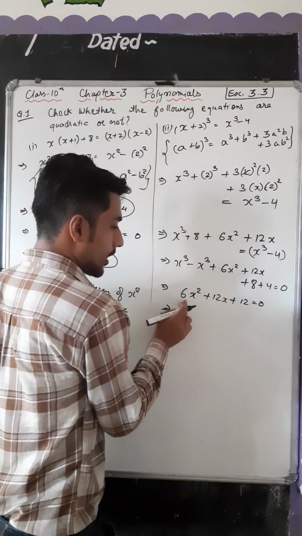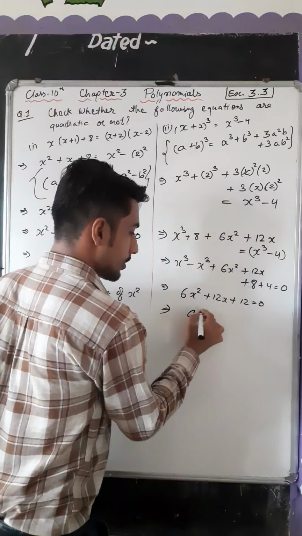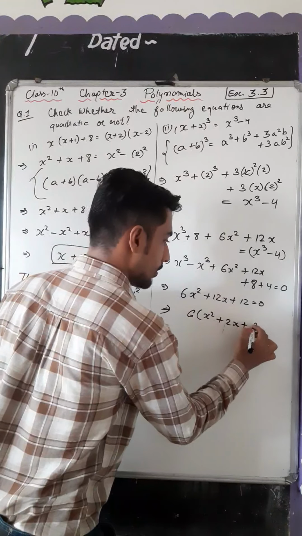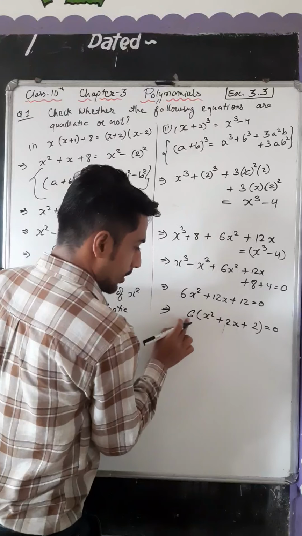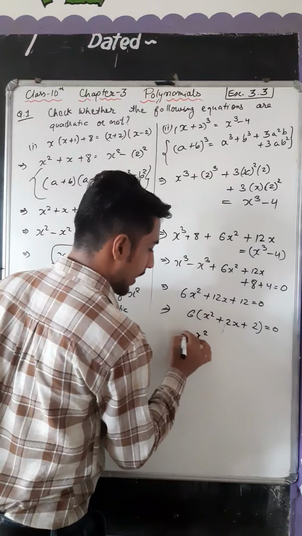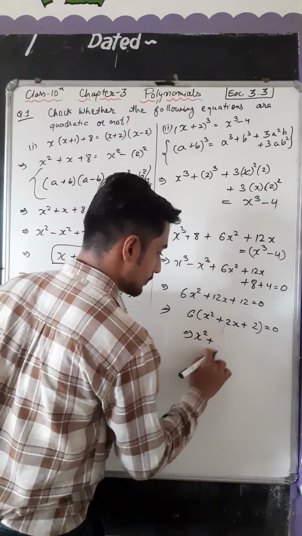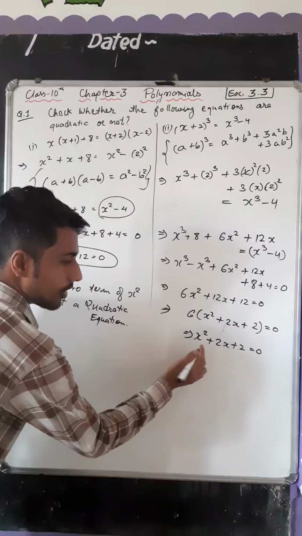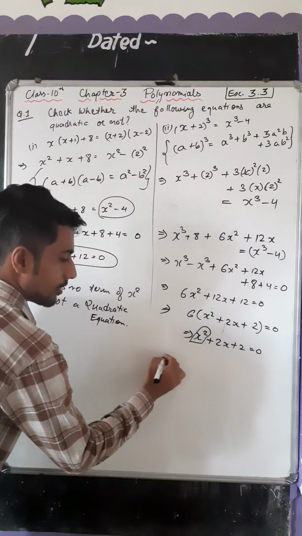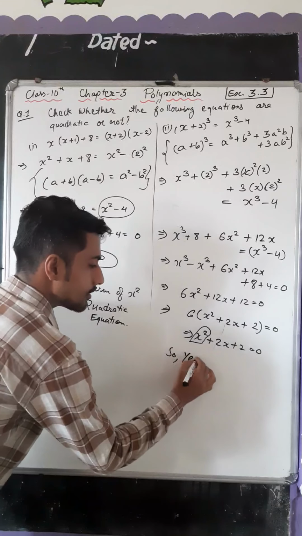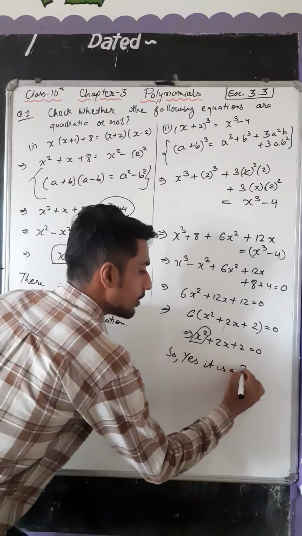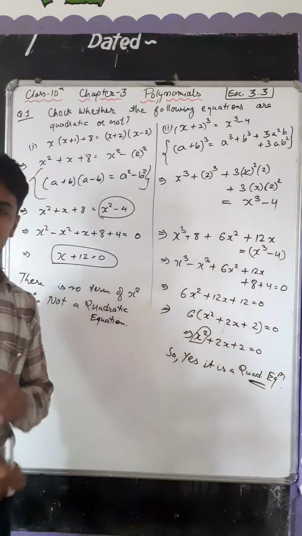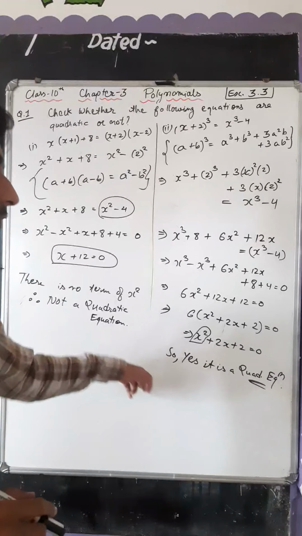In the next step you can take out 6 common, so this can be written as 6 times the expression, and the final equation will be this. In this there is this x square term. So yes, it is a quadratic equation. Okay, we have solved the first question.